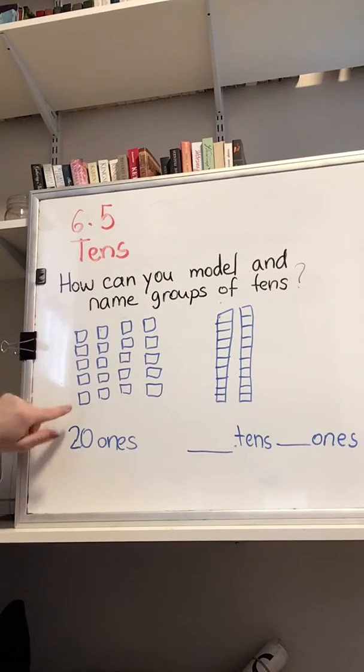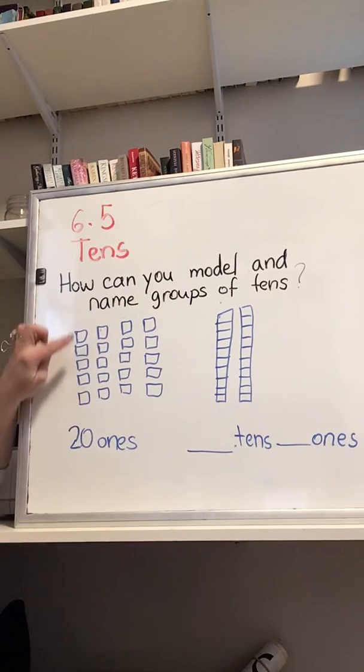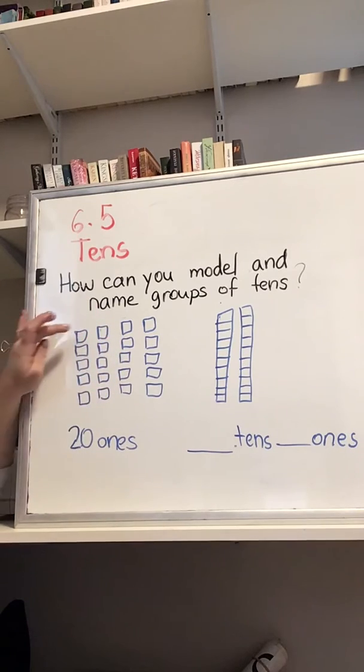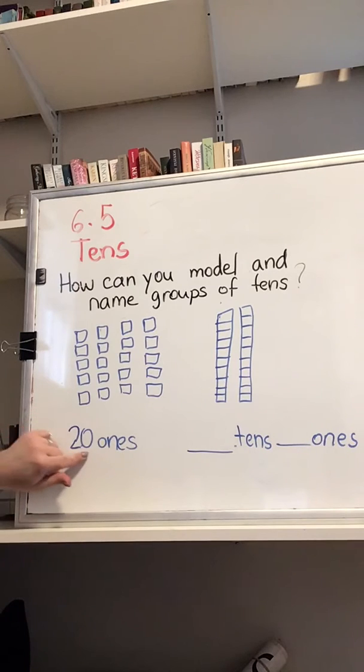Oh, I see that all of these are the same. They all have rows and they all have 5 in them. 1, 2, 3, 4, 5. 1, 2, 3, 4, 5. I can count by 5. 5, 10, 15, 20. Oh, I have 20 ones.